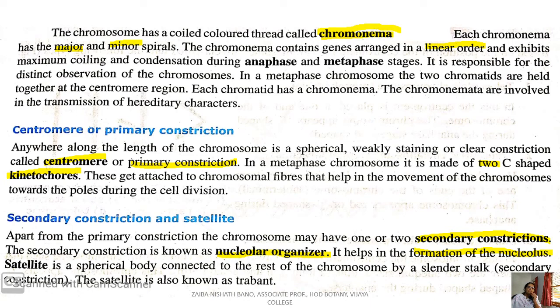Now, the region of the chromosome beyond the secondary constriction is called the satellite, abbreviated as SAT. A satellite is a spherical body connected to the rest of the chromosome by a slender stalk. Satellite is also known as trabant. I'll repeat again. There is the primary constriction, as you saw in the previous slide, which is holding the two chromatids. Sometimes in some chromosomes of a cell, not in all, you find one or more constrictions which are called secondary constrictions. The portion of the chromosome beyond the secondary constriction is called the satellite.